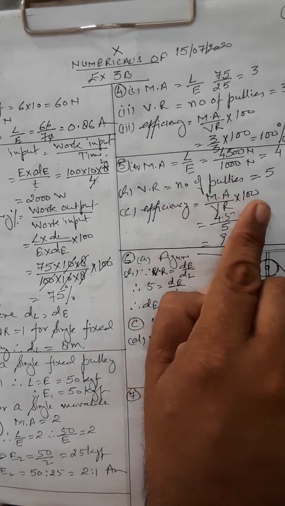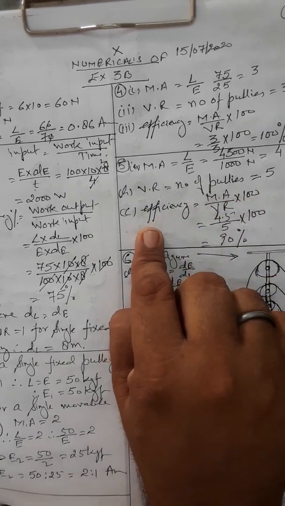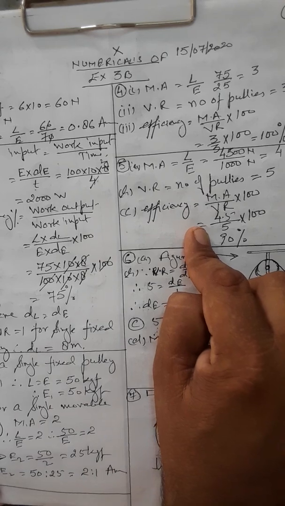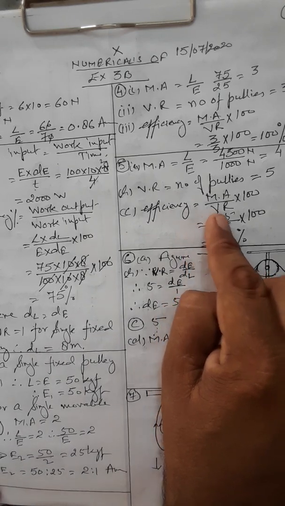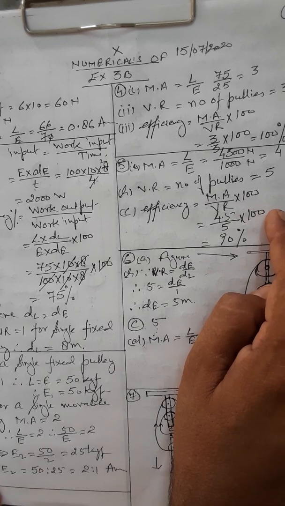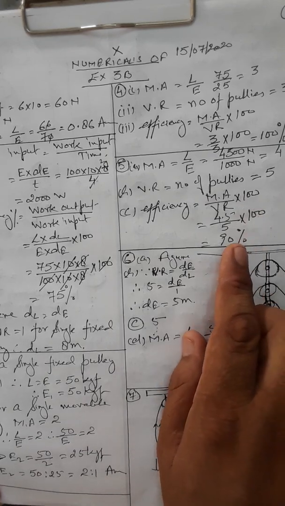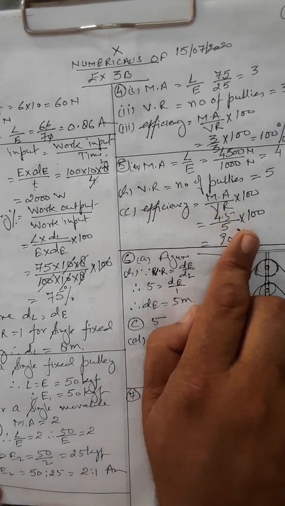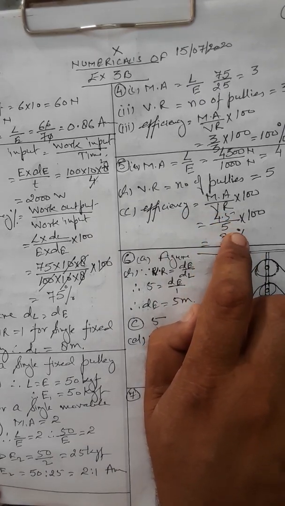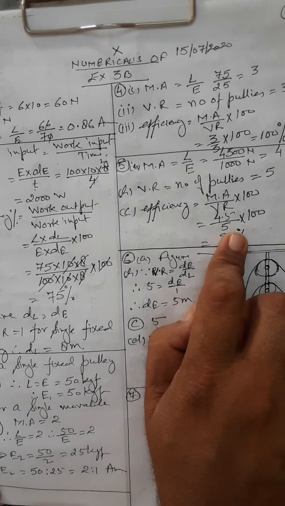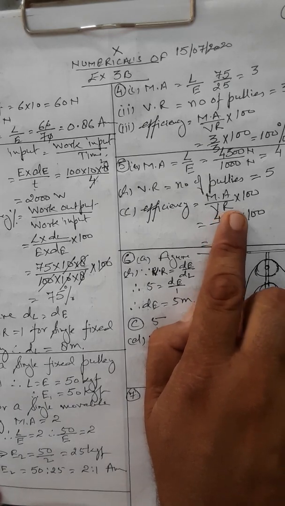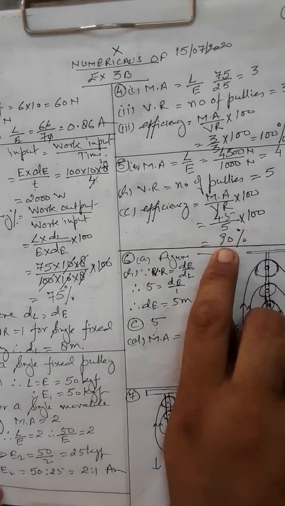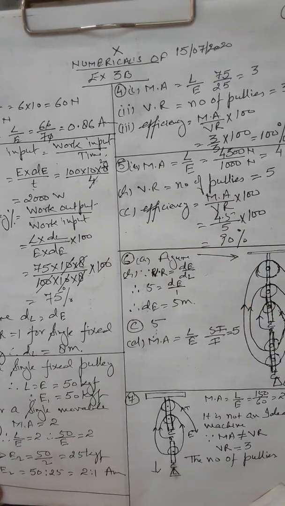Velocity ratio is number of pulleys. Efficiency again. Third, fourth and fifth questions are almost the same, only the numeric values are different. Efficiency is equal to MA upon VR into 100. Mechanical advantage 4.5. This is 4.5 upon 5 into 100. It is 90% efficient.